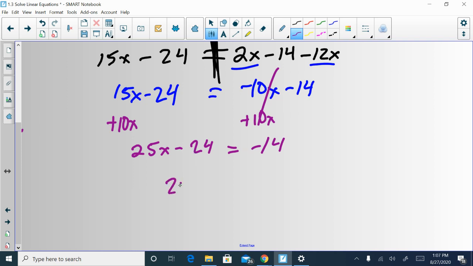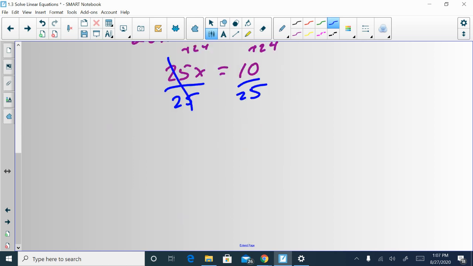Carry on, we get 25x is equal to, you add 24 here, you add 24 on one side, you have to add 24 to the other side. You get 25x is equal to 10. Now what's happening to x? X is being multiplied by 25. To undo multiplied by 25, you have to divide by 25. And when you do it to one side, you have to do it to the other. Those cancel, and you get x is equal to whatever 10 over 25 is.